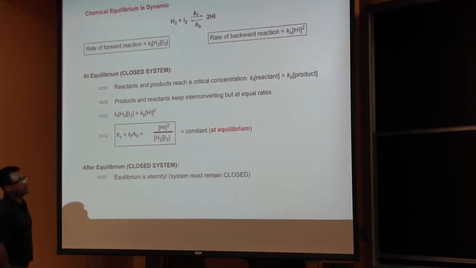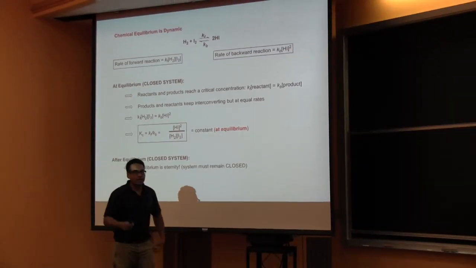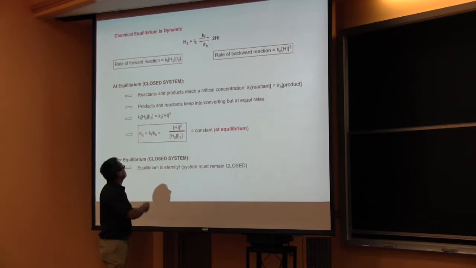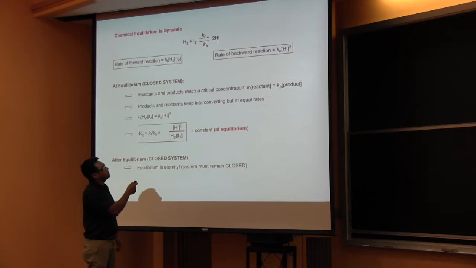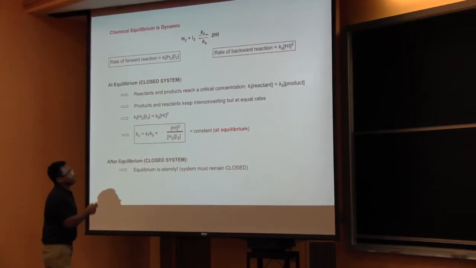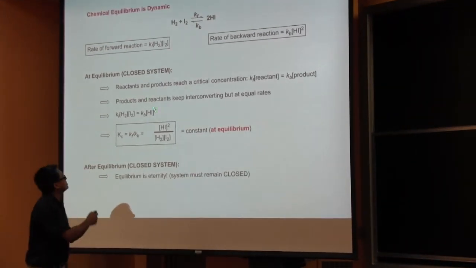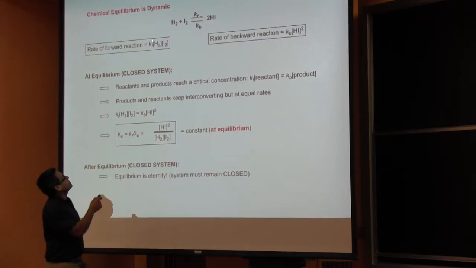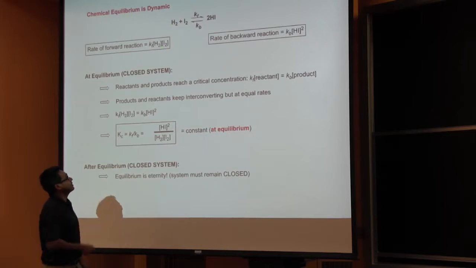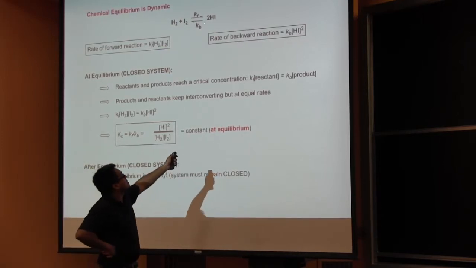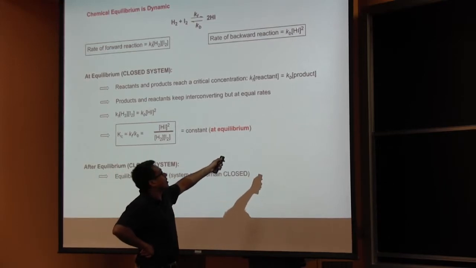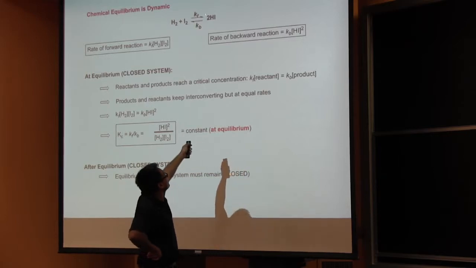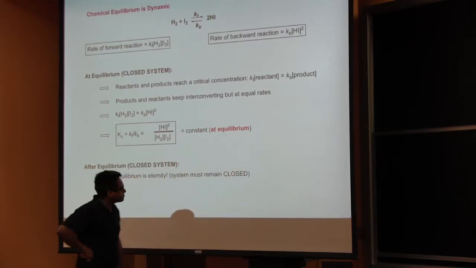So what happens at chemical equilibrium? Chemical equilibrium is dynamic. What does that mean? Say, for example, the reaction we just looked at, hydrogen plus iodine giving you HI, hydroiodic acid. The rate of the forward reaction from chemical kinetics is given by the forward rate constant, Kf, times the concentration of hydrogen times the concentration of iodine. And the rate of the backward reaction is given by the backward rate constant times the concentration of the product squared, the squared term because there's a coefficient 2 in front of it.